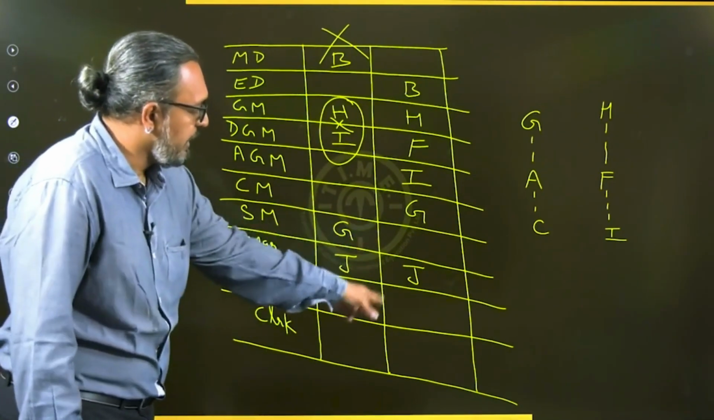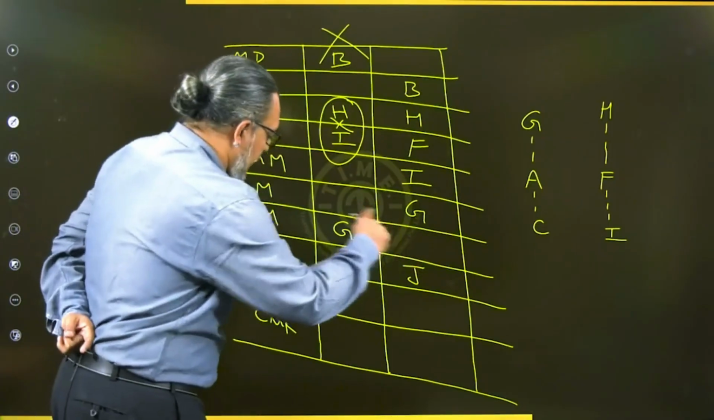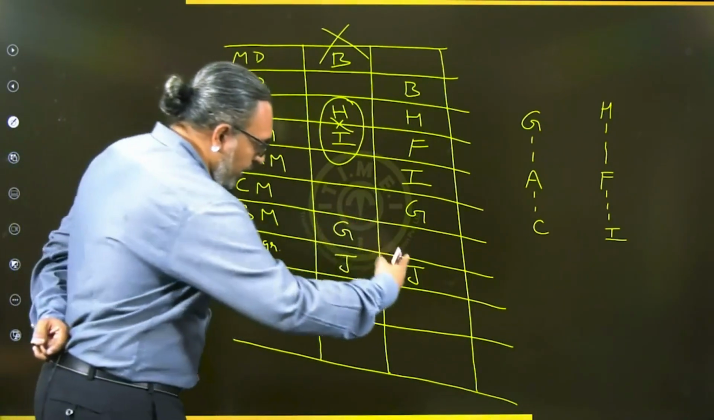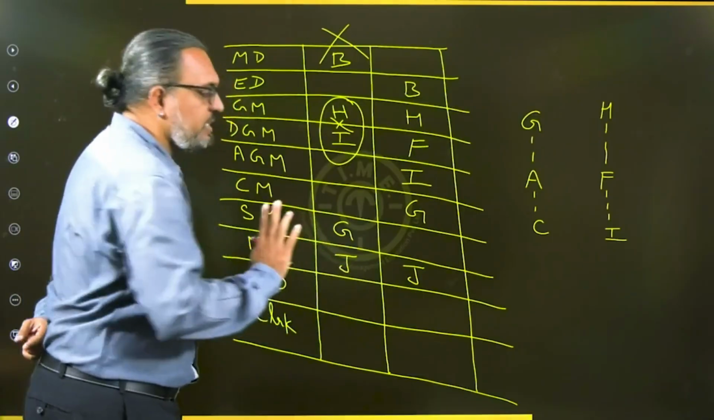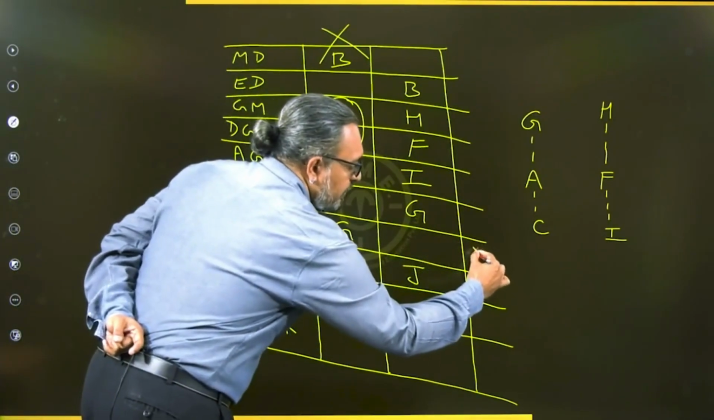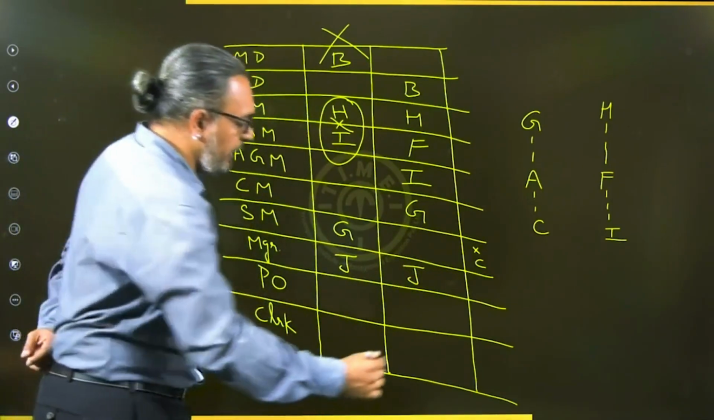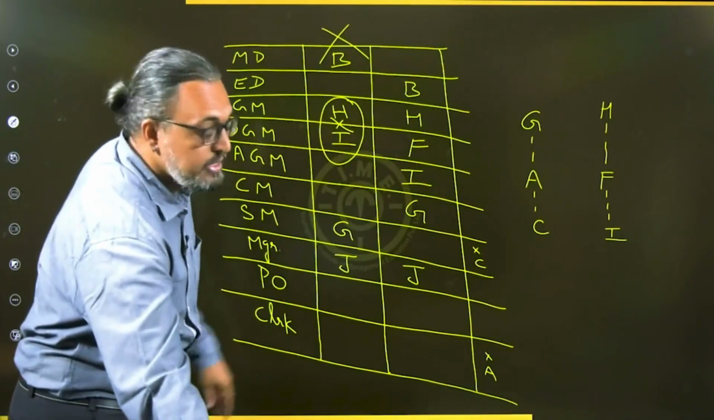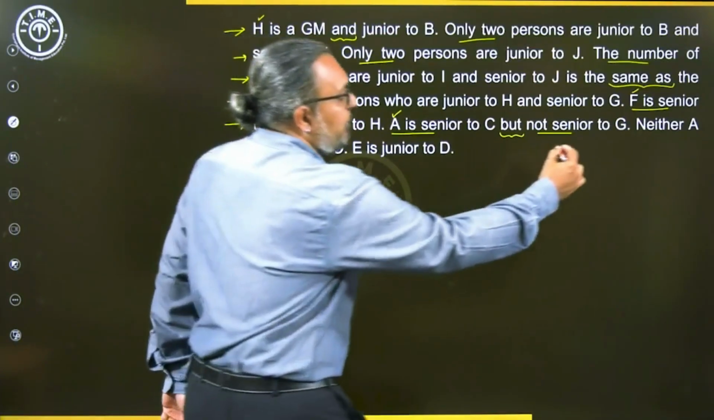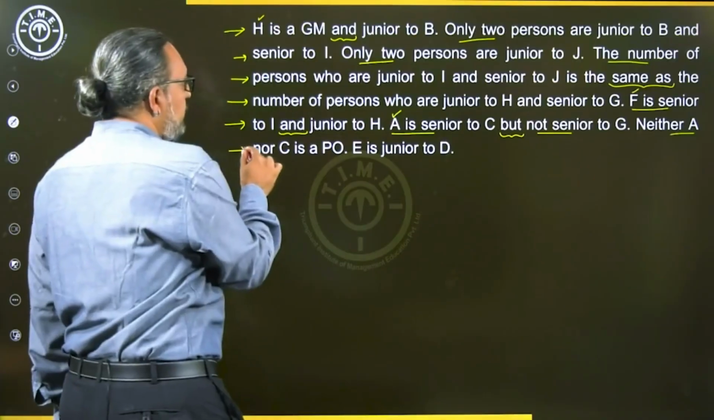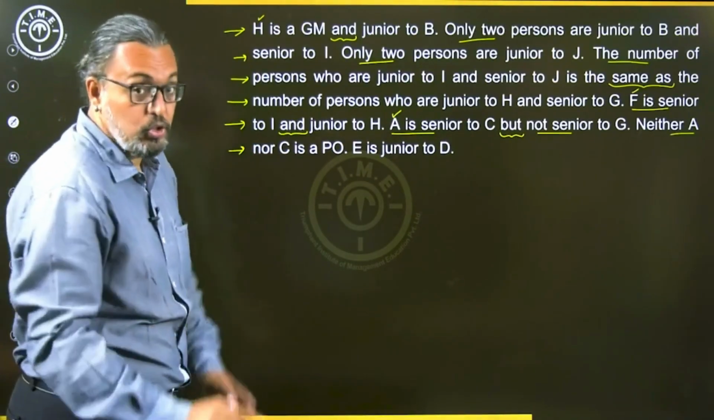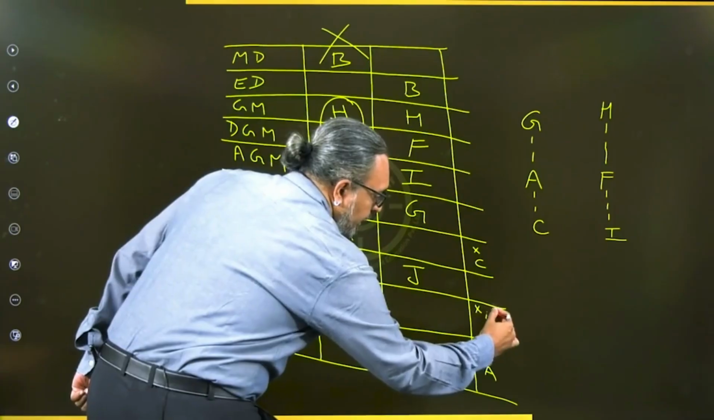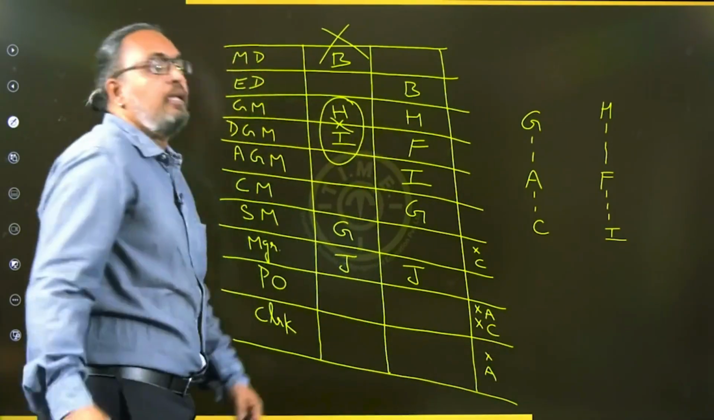Now, in this case, you can have A as SM and C as PO or clerk. Then you can have A as PO, and then C as clerk. But you cannot have C in the immediate position of G, that is very clear, and you cannot have A in the last position. Correct? Now, what else is given? We will check. He says neither A nor C is a PO. So, look at this. Neither A nor C is a PO.